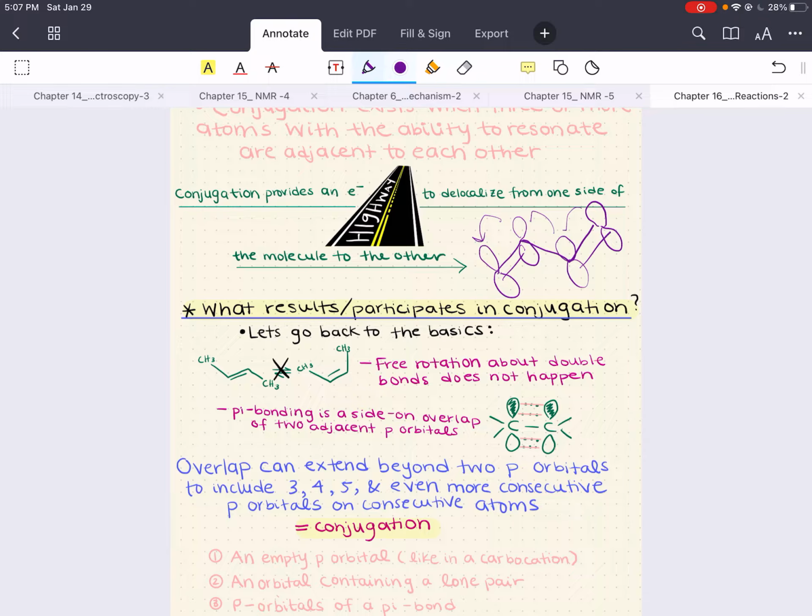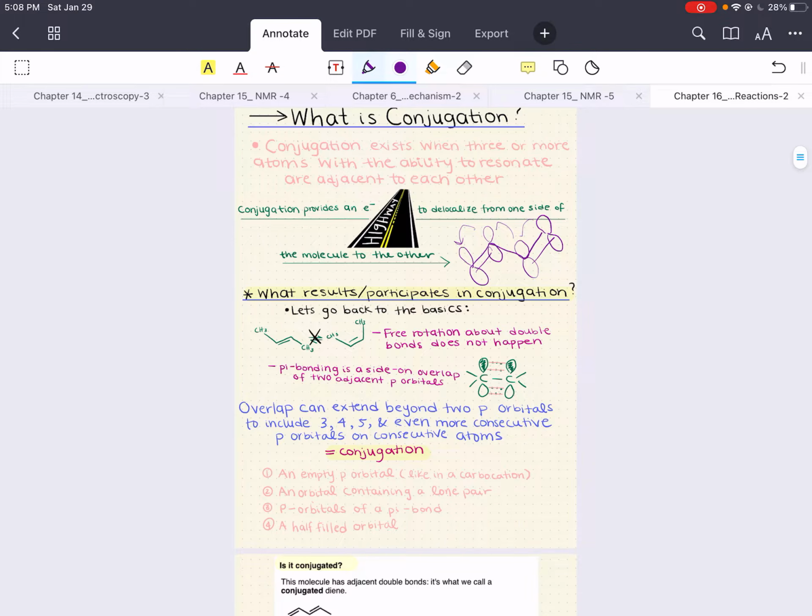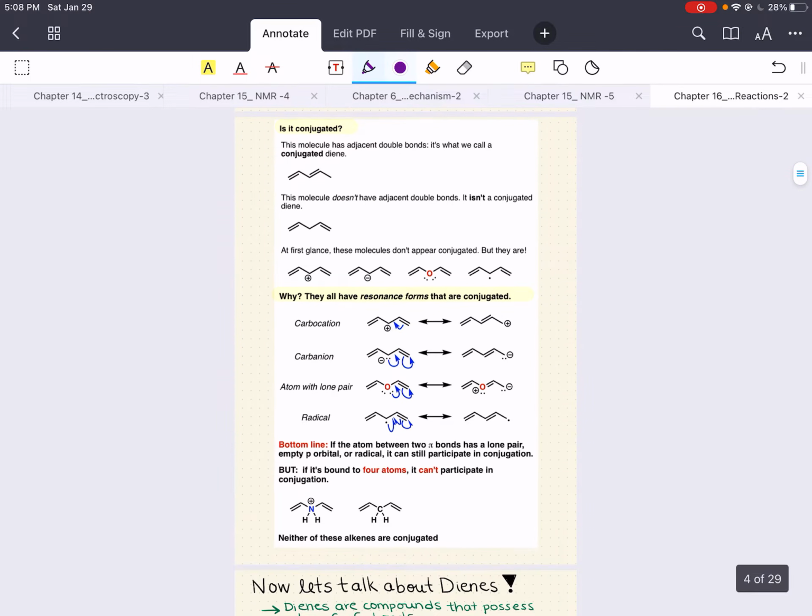All right. Now, the way that this can happen, again, it's not just your normal p orbitals from double bonds, but your p orbitals from carbocations, p orbitals that house lone pairs, and half-filled orbitals, such as that seen in radicals. And if you notice very quickly, this is all the same criteria that we discussed when we talked about molecules that participate in resonance. Well, how exactly, you might say? Well, let's look at this example and work through it.